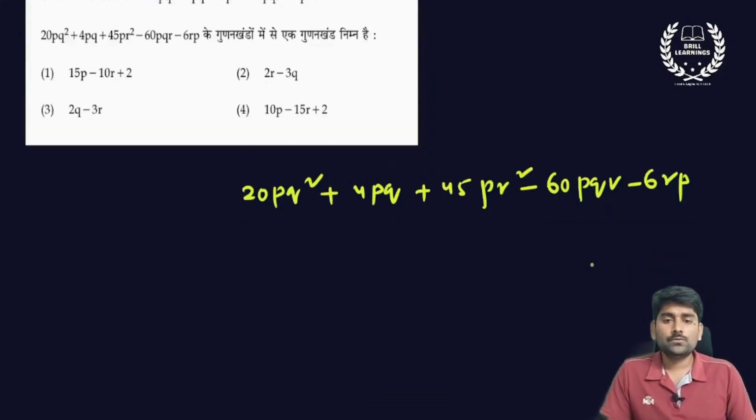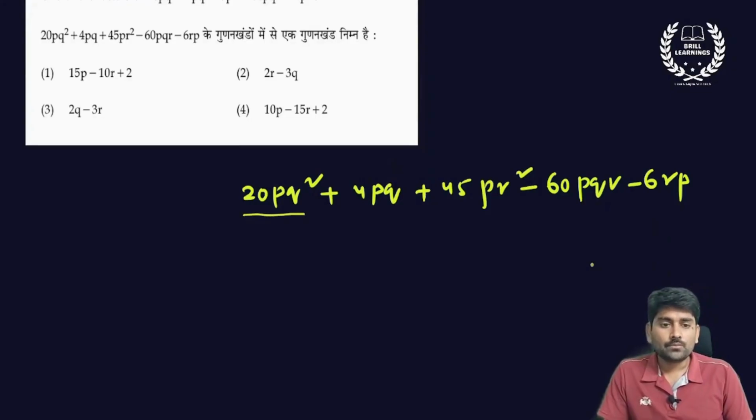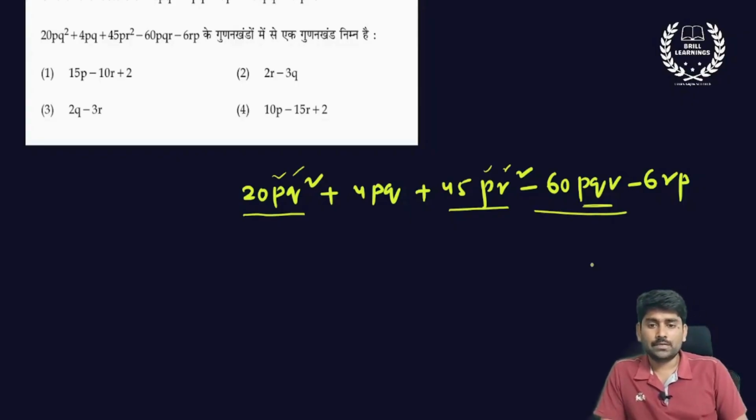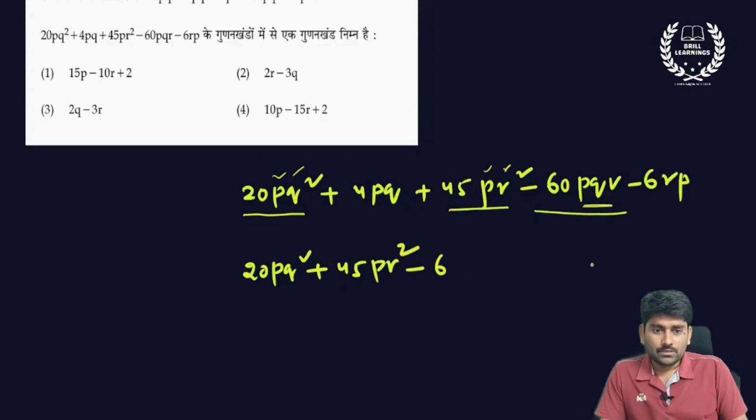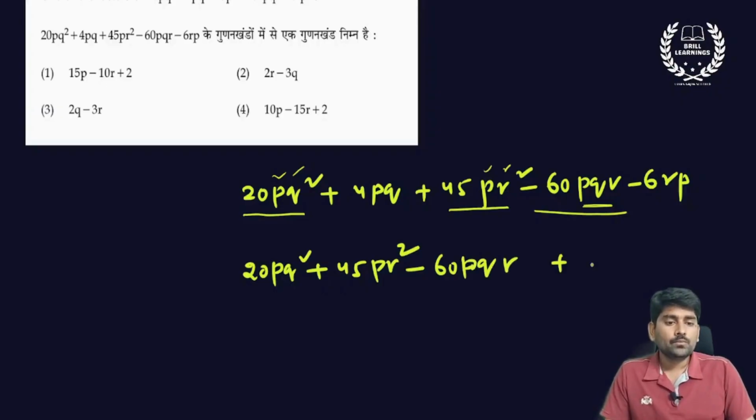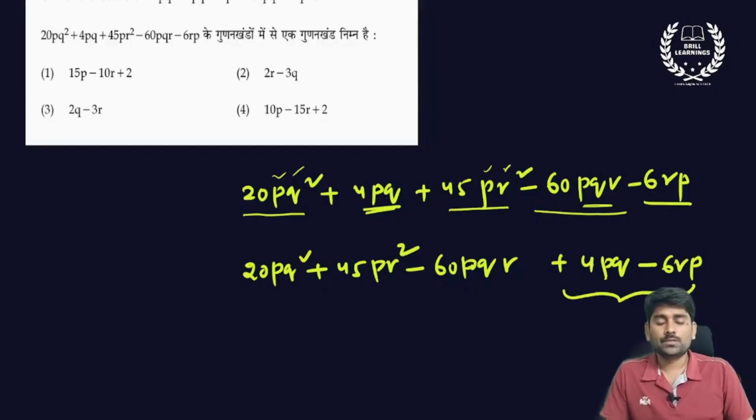First, if you observe here, 20pq square, here also a square term is there, and this is in terms of pr and pq. That means pqr is here. So bring these three values aside: 20pq square plus 45pr square minus 60pqr. And write these values here: 4pq, which is left here, minus 6rp. First put this value aside for some time.